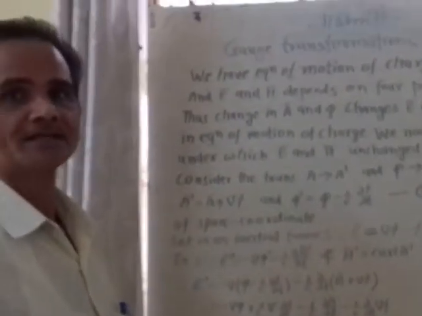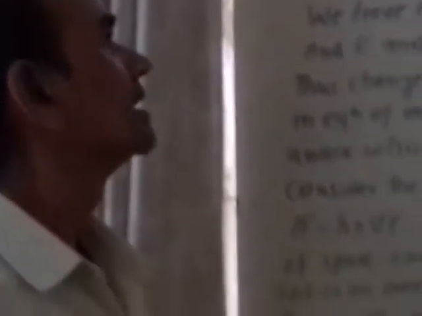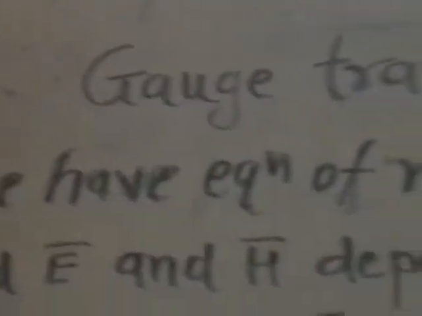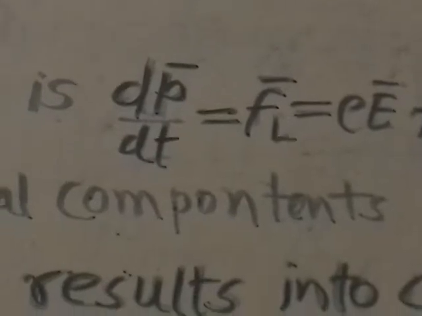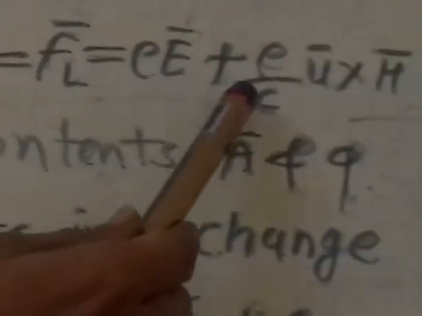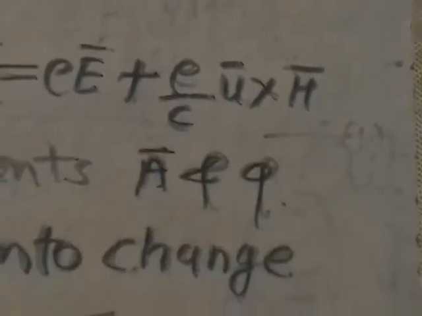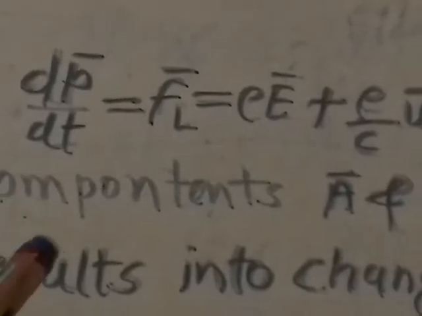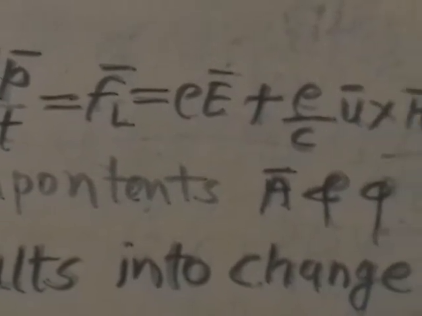Dear friends, here I will discuss the Gauss transformation. The equation of motion of a charge e is given by the rate of change of momentum equal to force. Here dp̄/dt is equal to the Lorentz force F_L, which is equal to e Ē plus (e/c) ū × H̄, where Ē and H̄ are the electric and magnetic field strengths.